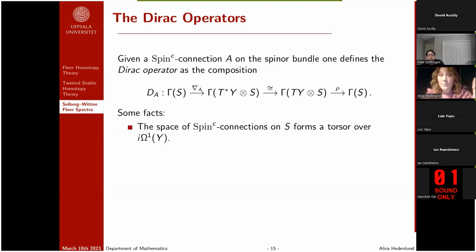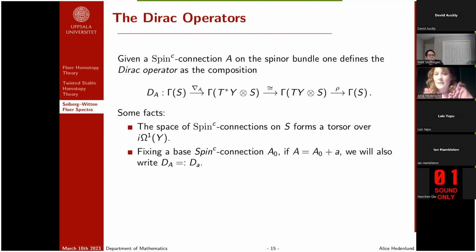Some facts about the Dirac operators. So first of all, the space of spin C connections on S forms a torsor over imaginary valued one forms on Y. So what I mean by this is, if I take the difference of two spin C connections, then that is an imaginary valued one form on Y. So if I fix some base spin C connection A0, and the difference between A and A0 is this one form, small a, we will also write d small a as being large A.